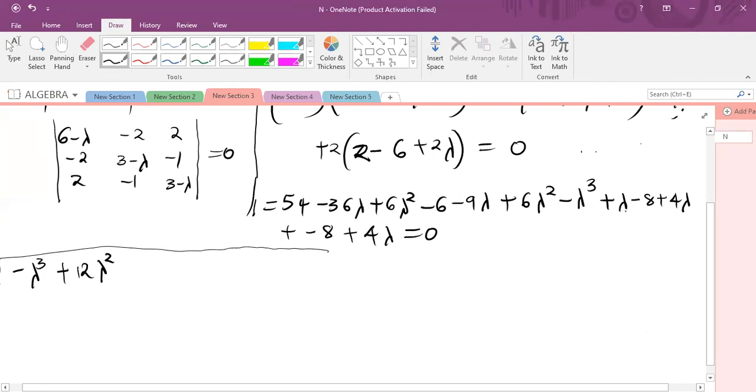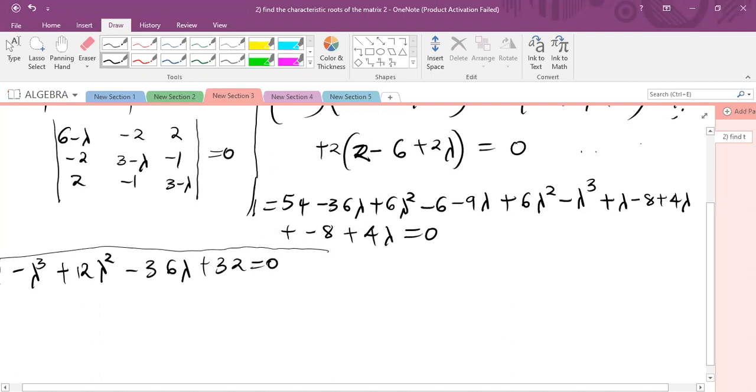So minus 45 plus 1, that will be minus 44, minus 44 plus 4, that will be minus 40, minus 40 plus another 4, that will be minus 36 lambda. And then finally the constants, 54 minus 6, that will give 48, 48 minus 8, that will give 40, 40 minus another 8, that will give 32. So plus 32 is equal to 0.